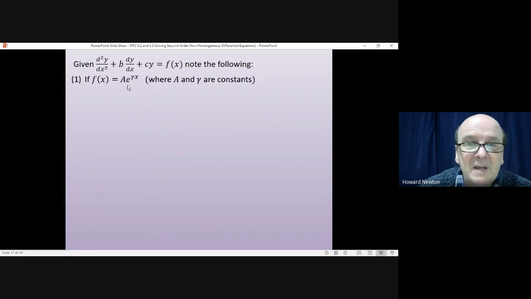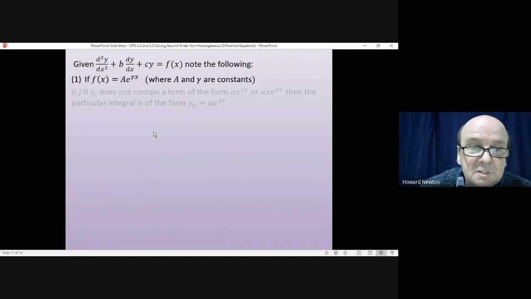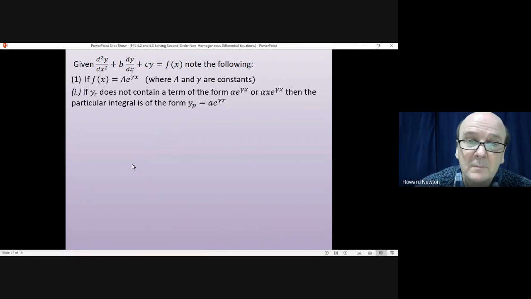So first of all, if you have an exponential function where a and lambda here are constants, first of all, if the complementary function doesn't contain a term of exactly the same form as that, either a e to the lambda x or actually alpha x e to the lambda x, then what we just did is fine. And the particular integral will have the form yp equals a e to the lambda x.